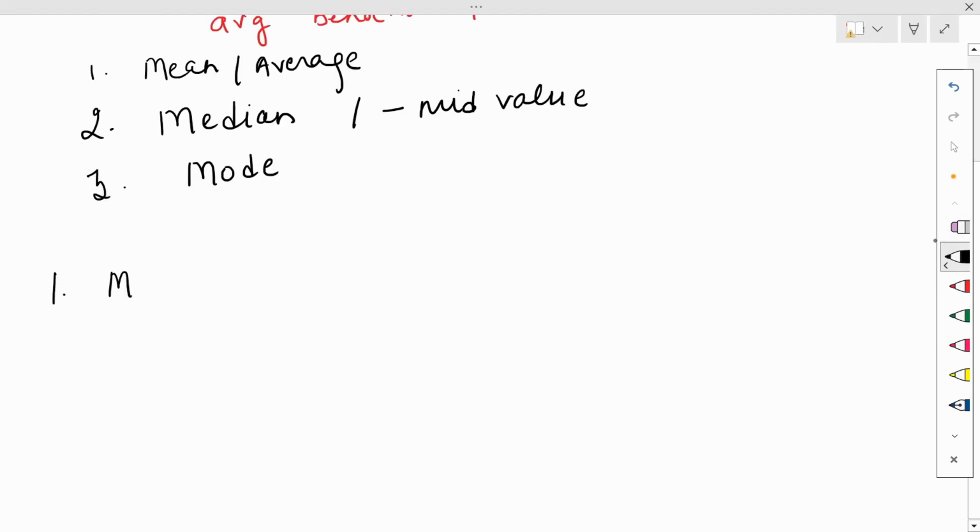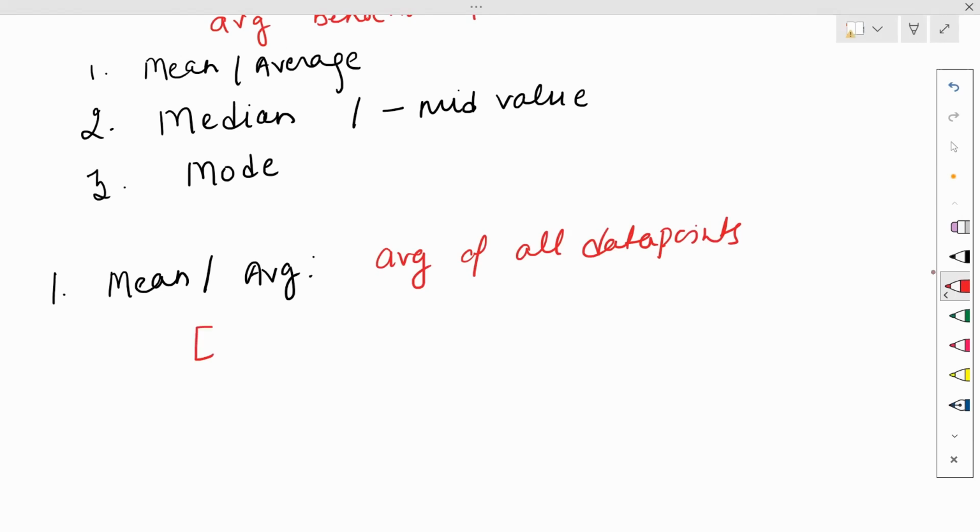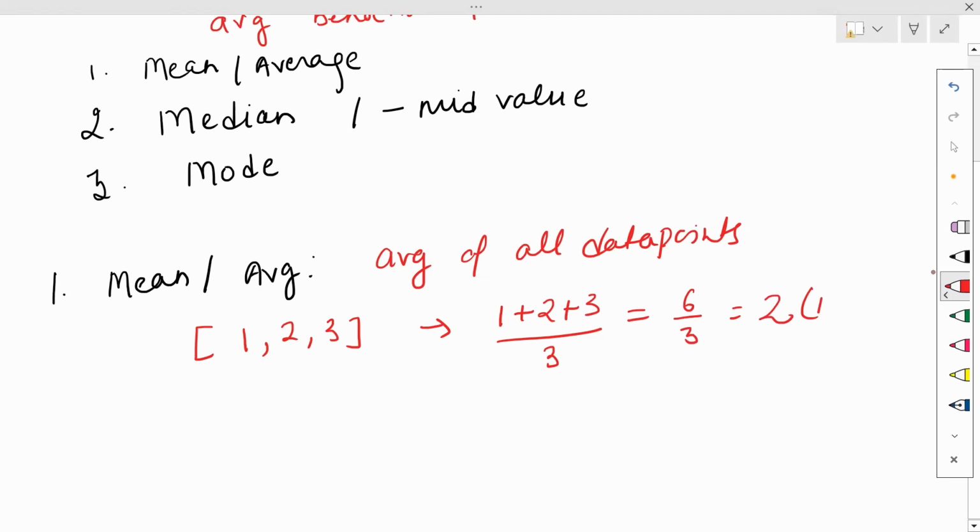Mean, also known as average, is the average of all the data points. So if we have a list with entries as 1, 2, 3, then its average will be 1 plus 2 plus 3 divided by the number of items, which is 3. So it will be 6 by 3, which is 2. It's the mean of this list.